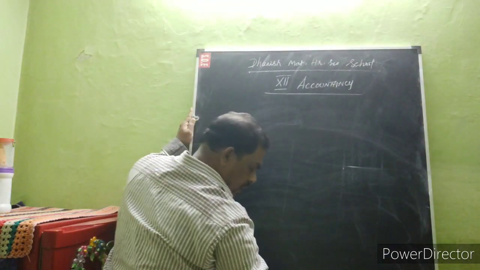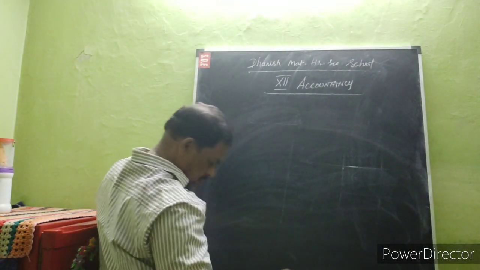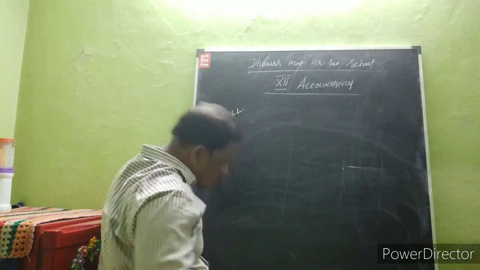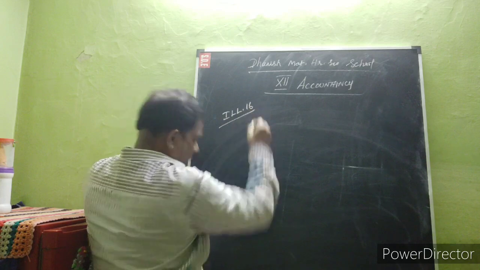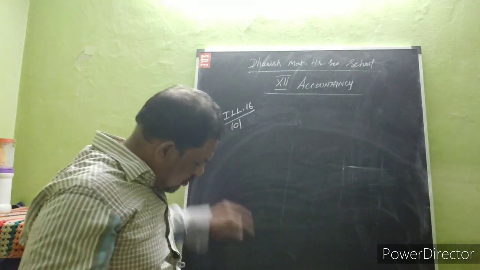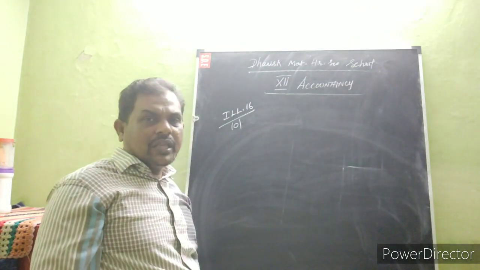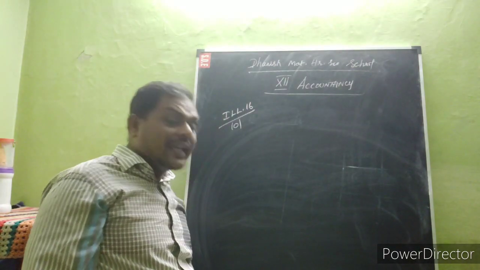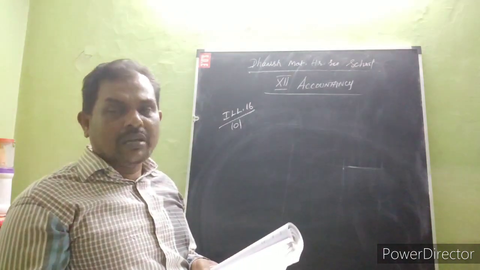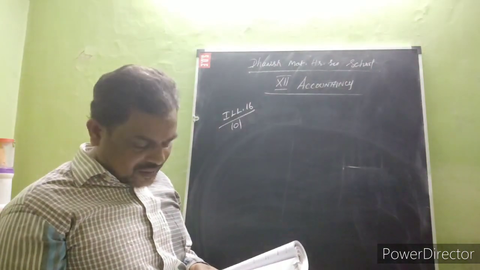So what is the question number? Illustration 16, page number 101. Mr. John is a partner. He is taking drawings regularly, Rupees 1000 per month.